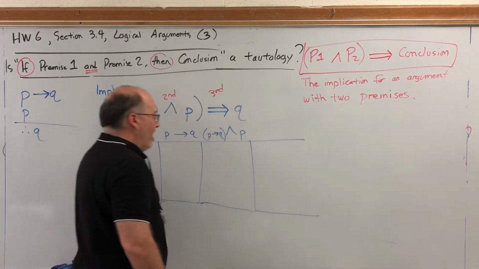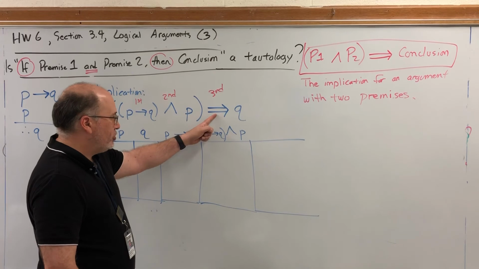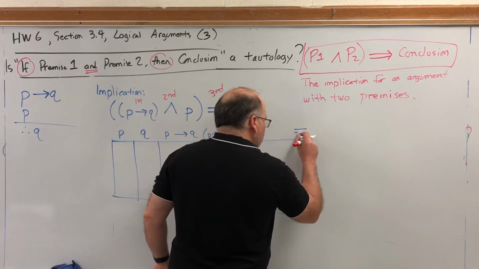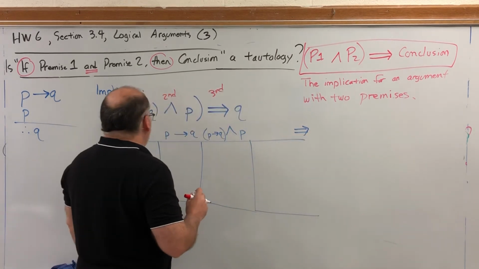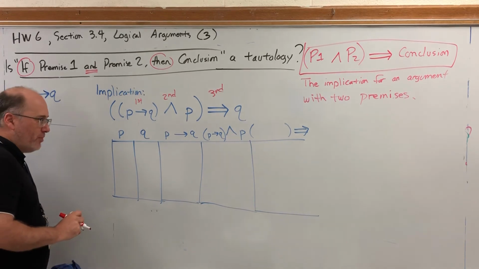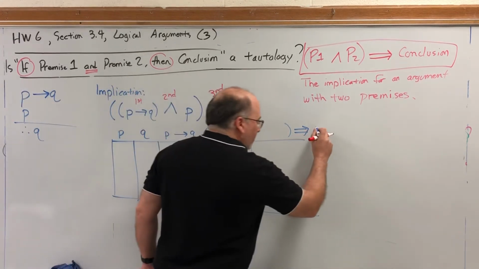And our third column will represent the conditional, the implication, which on the left has that gigantic parentheses, which I may or may not fill in just a moment, and on the right side is Q.